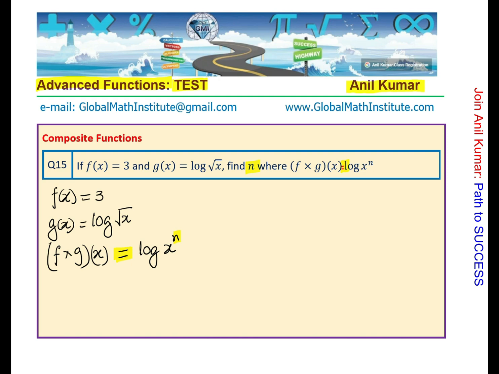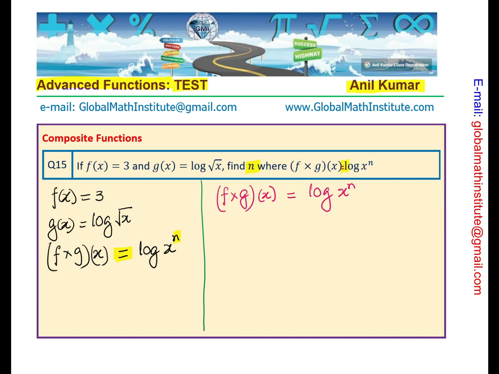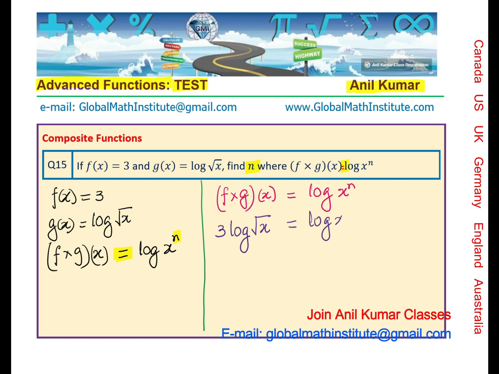So to find the value of n, let's figure out what is f times g of x. So f times g of x, which is given to us as log of x to the power of n. f is 3 for us, right? So 3 times, literally you have to multiply. So you get 3 log of square root of x, which is equal to log of x to the power of n.